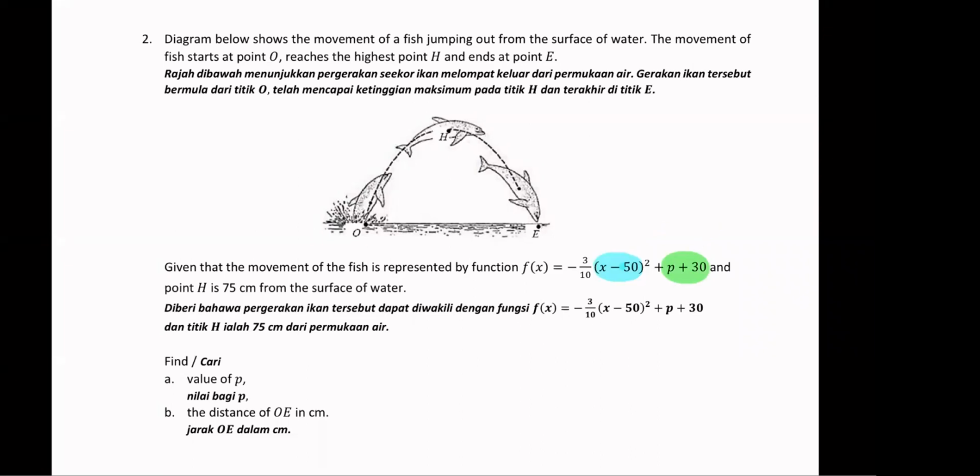Understand? Okay. So now, when I read the question, it said the movement of jumping of the fish. The movement of the fish starts from 0, reaches the highest point H, and ends with E. Okay. So here the information: the point H is 75 centimeter from the surface of the water. Okay, class, I have one thing to share with you. If you have a question like this on Monday, you do this to make yourself easier. Look at dia punya paksi dia. Tengok ni.